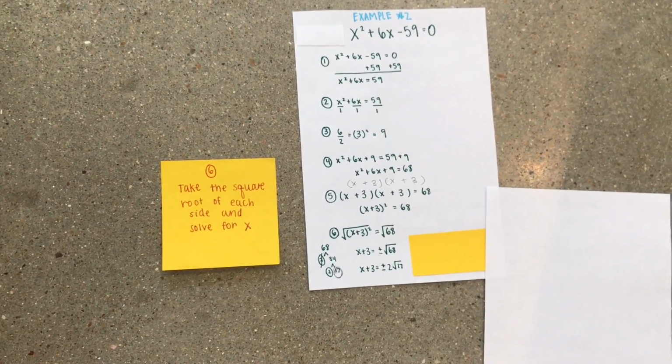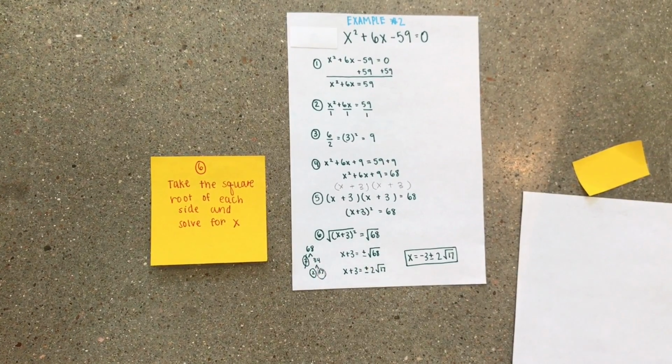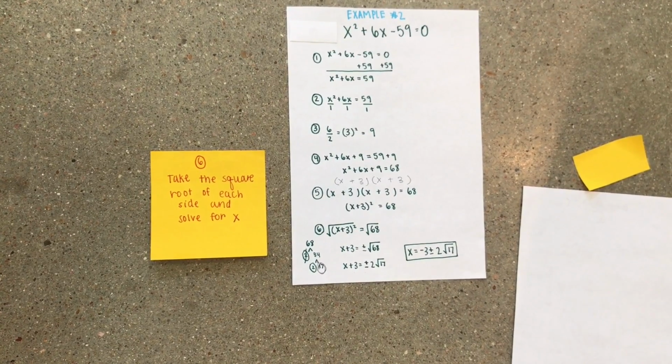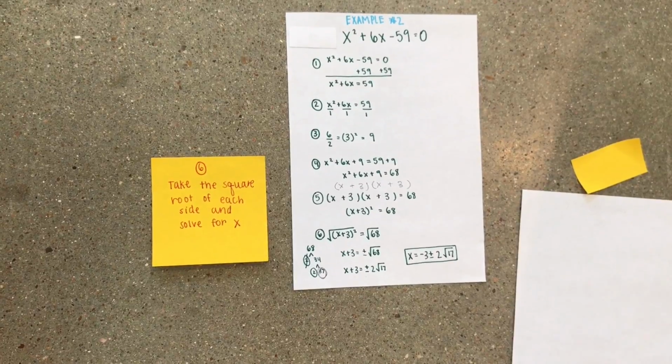So now our final answer is x equals negative 3 plus or minus 2 root 17.